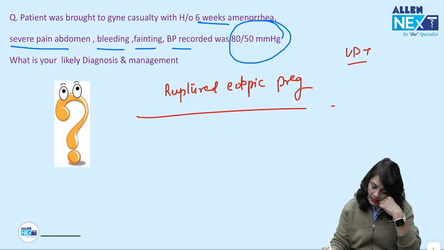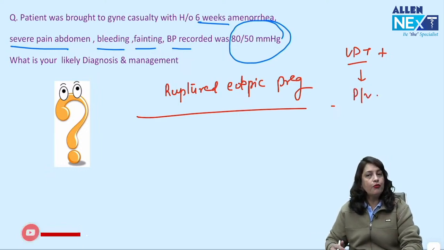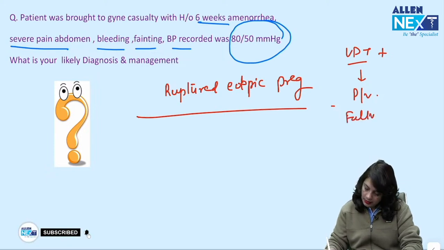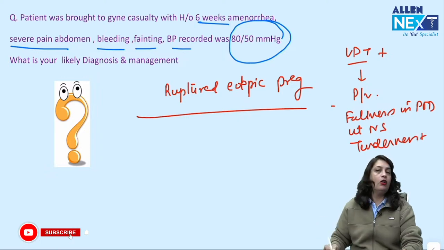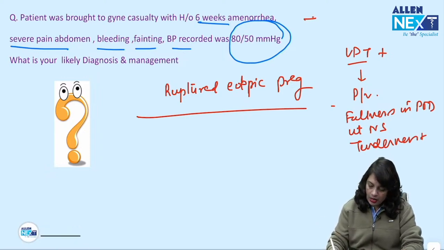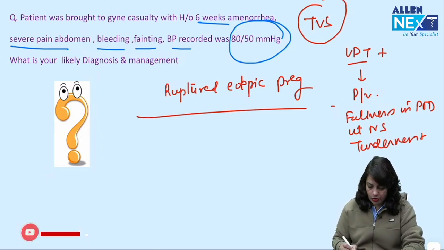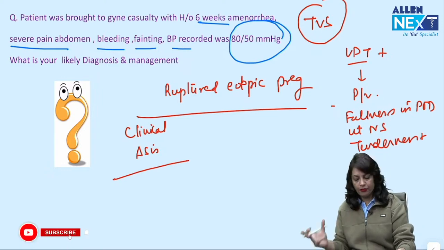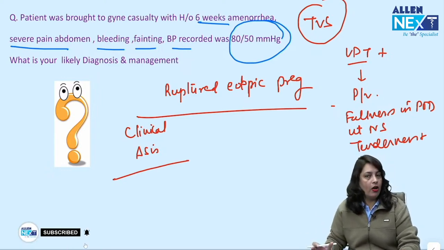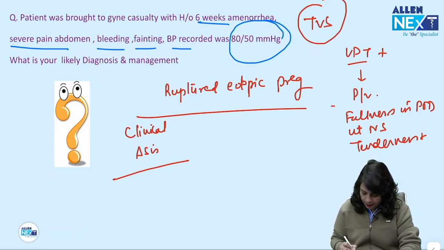You can do a urine pregnancy test, very quickly it comes out to be positive. You can do the per vaginal examination where you can find fullness in the pouch of Douglas, uterus appears normal size and there is a lot of tenderness. If you can do a transvaginal scan quickly at the bedside, that will tell you 100% sure shot, but this is most of the time a clinical diagnosis of amenorrhea, pain, bleeding, fainting and BP 80/50. On examination, uterus normal size and there is tenderness in the adnexa or in the pouch of Douglas.